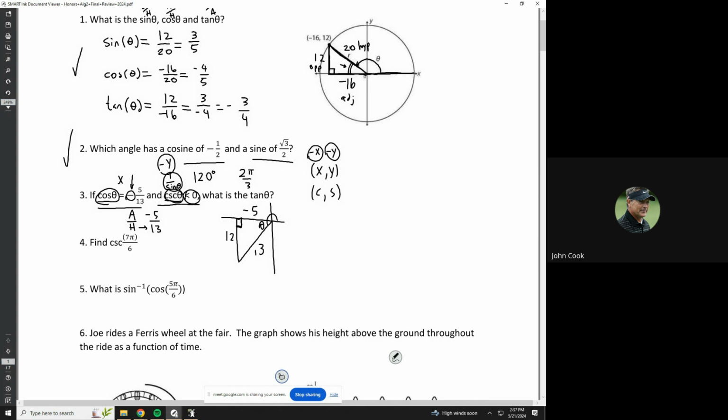If you didn't know that Pythagorean triple, what can you use to figure out what that missing side is going to be? Remember, it's a right triangle. That's right, you can use the Pythagorean theorem. So 5 squared plus x squared equals 13 squared.